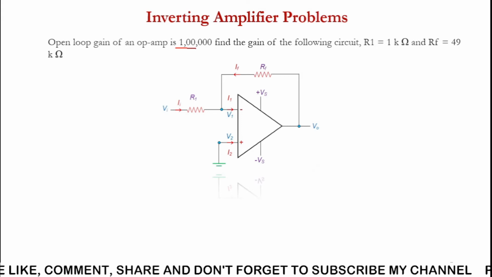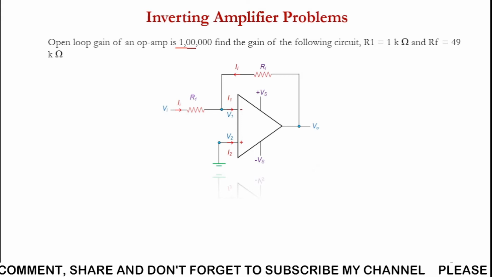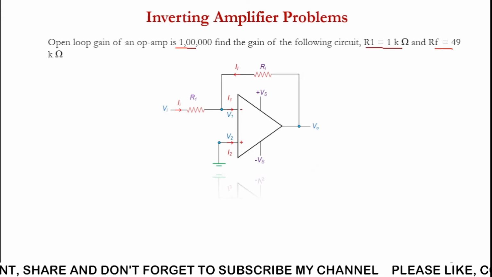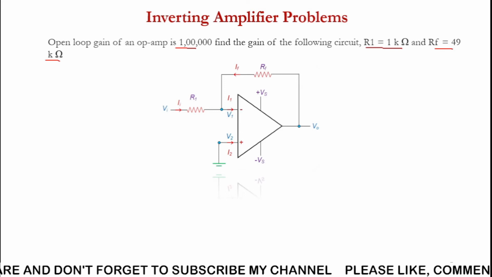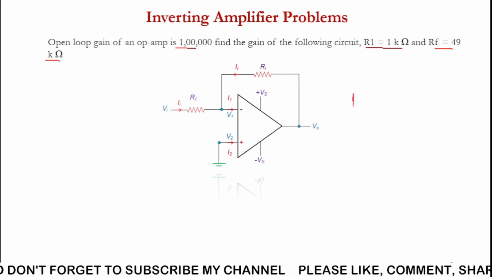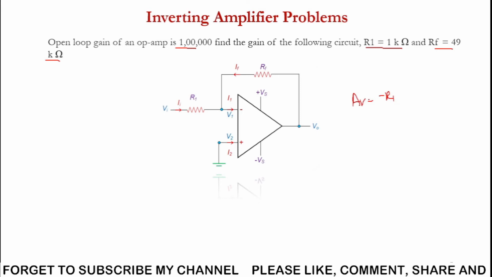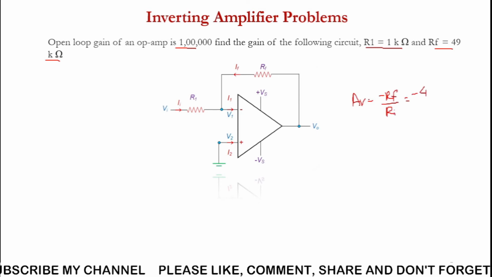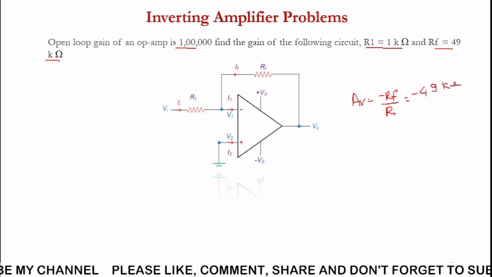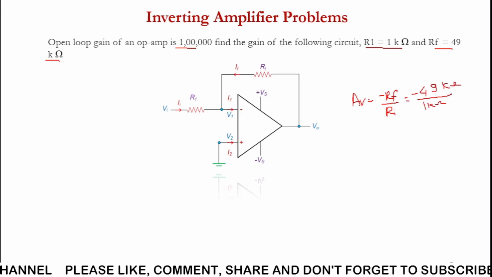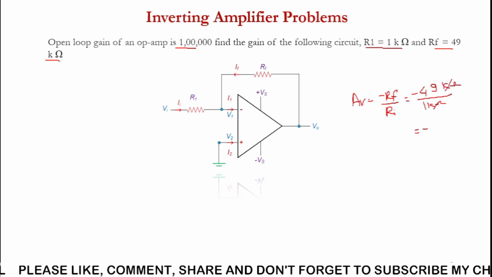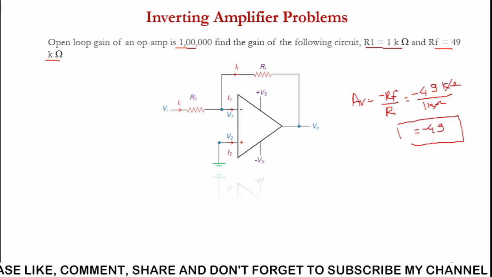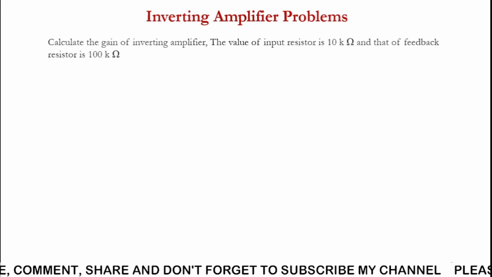So look at the problem. If we have the following circuit where the open loop gain is 100,000, the gain we have to find with the circuit where R1 is equal to 1 kilo ohm and Rf is equal to 49 kilo ohm. So the gain formula for this inverting amplifier is minus Rf upon Ri, that is equal to minus 49 upon 1 kilo ohm. So kilo ohm gets cancelled. We'll get the value of Av equal to minus 49.